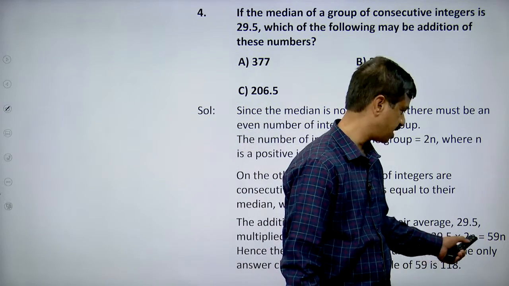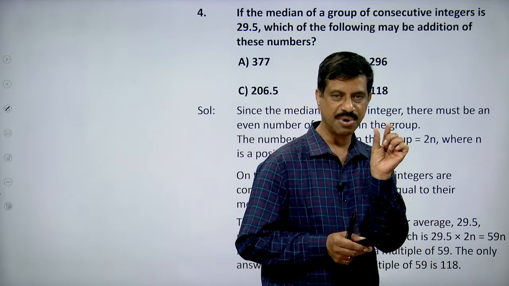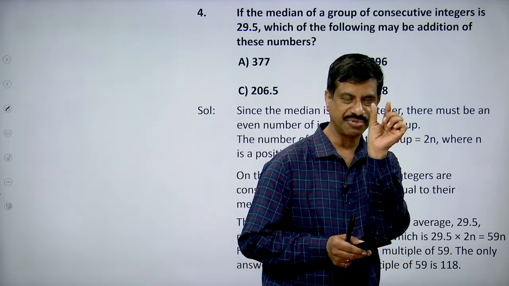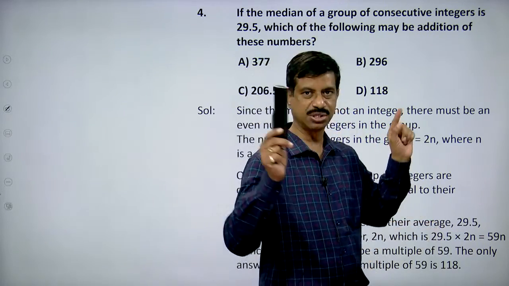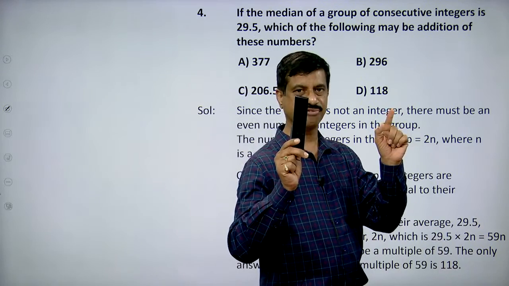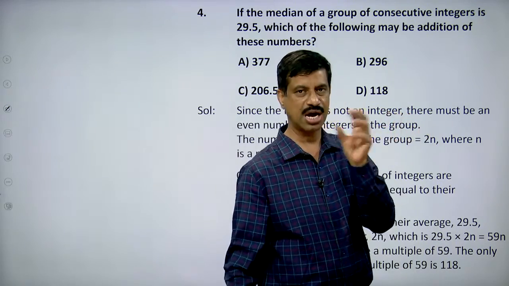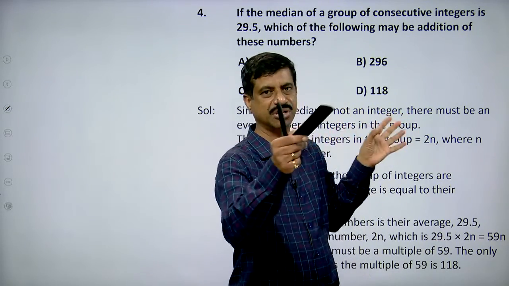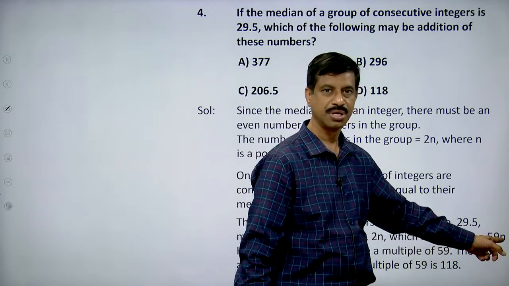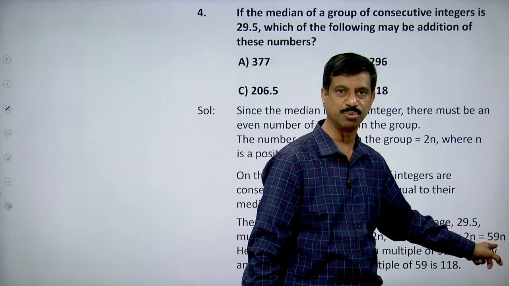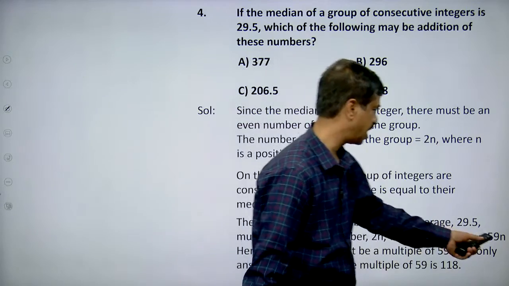Children, you understood how we are taking this? If there are 2n terms, the sum of the two numbers divided by 2 should be the median, the midmost term. So pair first with last, second with second from last, third with third from last, like that, two numbers each. Ultimately the sum of each pair is the same, therefore the total sum can be this much. So it should be a multiple of 59, right, children? Because we are getting 59 times a natural number.